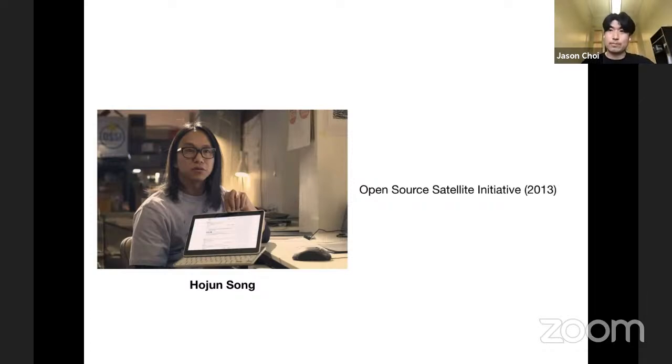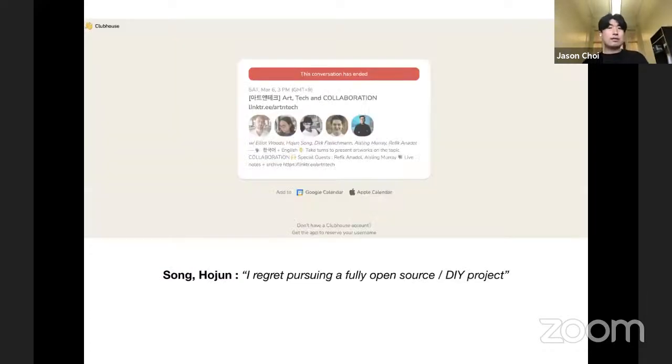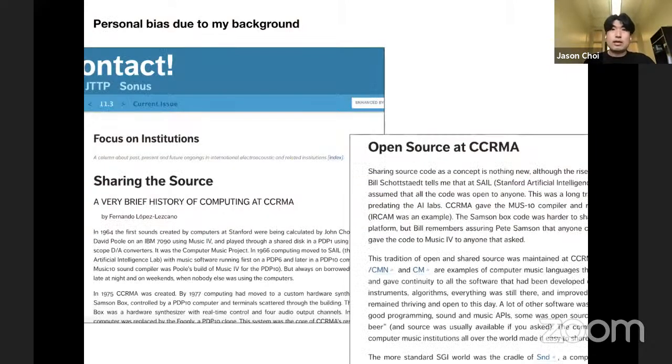However, a few months ago in a Clubhouse talk he did on March 6th, 2021, he directly said, quote unquote, "I really regret pursuing a fully open source project and a DIY project." And this really made me rethink my own practice and think critically about it. I also started to perceive, due to my personal background, that my practice and my preference for DIY could be fairly biased.